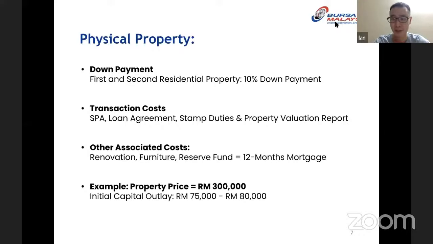Okay, so if you want to buy a piece of property priced around 300,000, it is better for us to prepare in advance 75,000 to 80,000 ringgit in our bank account, so that we can qualify ourselves, so that we can be financially prepared to buy that single piece of property.